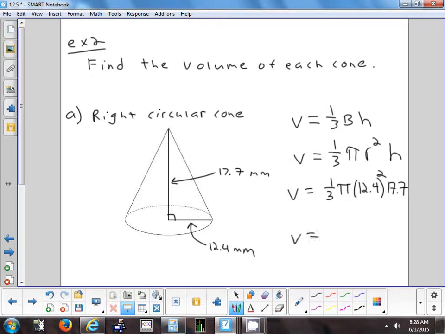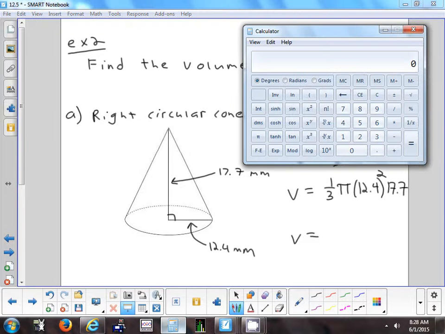All right, so we've got 1/3 pi r squared times the height. We're going to do all this out, but I want to know the first thing to do. Alyssa, what do I do first? 12.4 squared. Squared, yeah. Always do your exponents first. So that's 12.4 squared, 153.76.